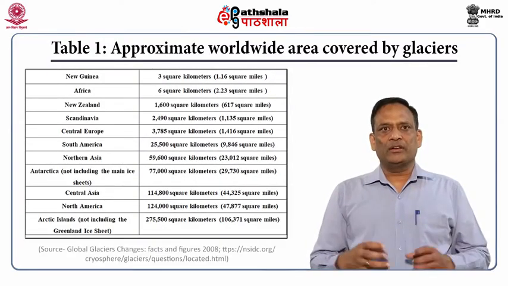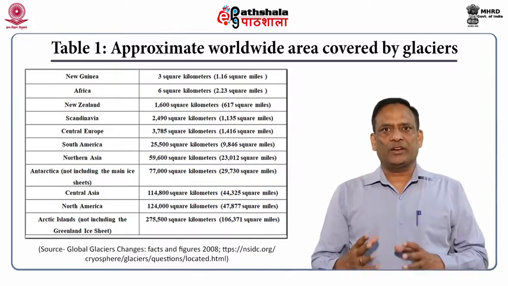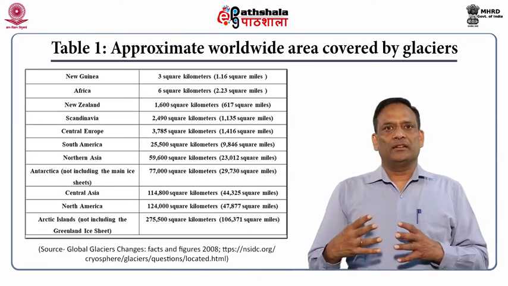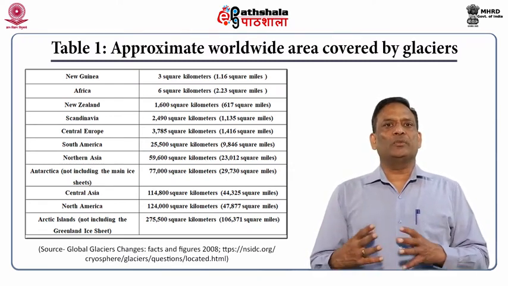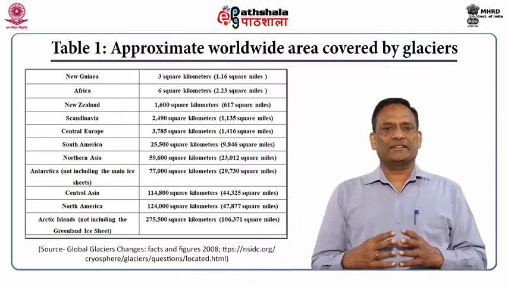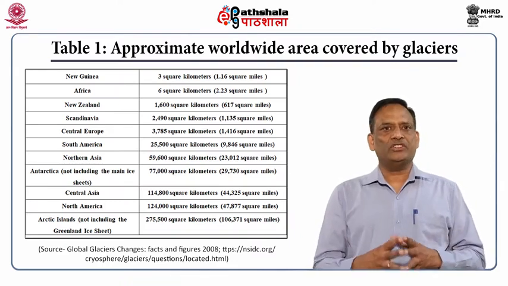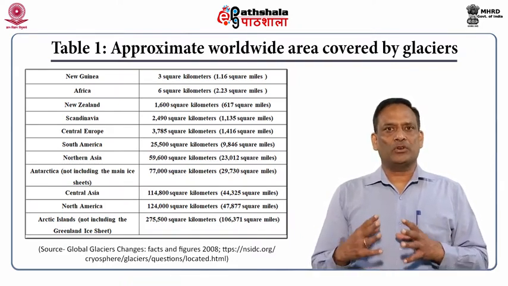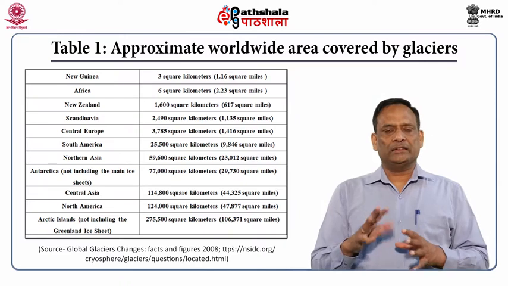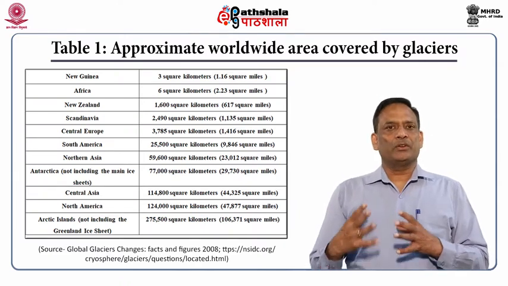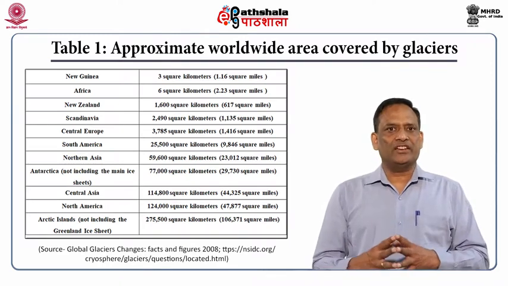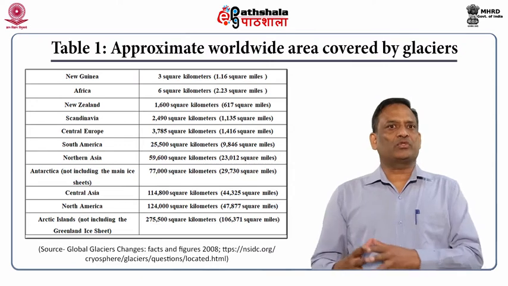So in this table, we will see the size of different glaciers present in different regions. In New Guinea, there is a glacier of about 3 square kilometers. In Africa, the glacier size is about 6 square kilometers. In New Zealand, about 1600 square kilometers. In Scandinavia, about 2490 square kilometers. In Central Europe, about 3785 square kilometers.